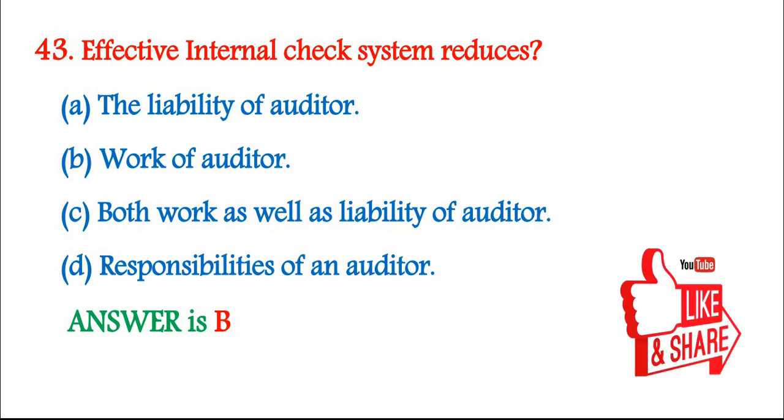43. Effective internal check system reduces: A. The liability of auditor. B. Work of auditor. C. Both work as well as liability of auditor. D. Responsibilities of an auditor. Answer is B.